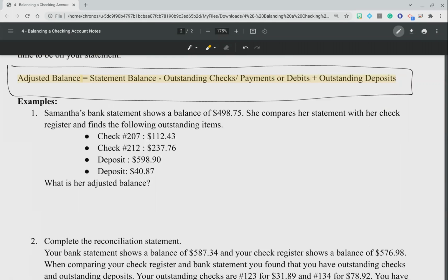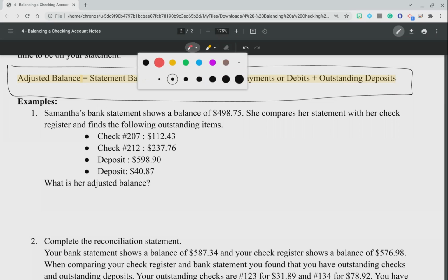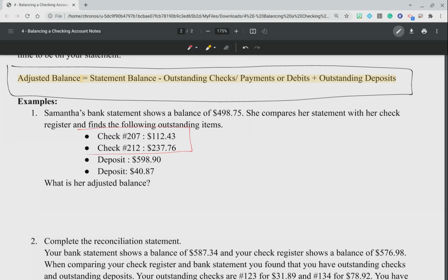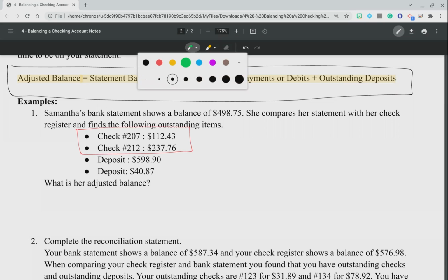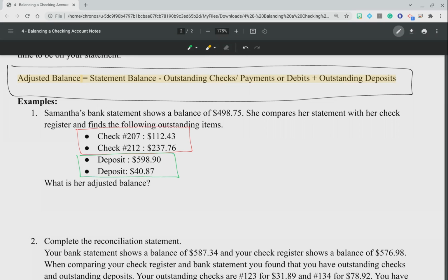So you want to make sure you're still subtracting that, okay? So what the heck am I talking about here? Let's try an example. Samantha's bank statement shows a balance of $498.75. She compares her statement to her check register and finds the following outstanding items. So she has 2 outstanding checks and she has 2 outstanding deposits. And remember, outstanding just means it's not showing up on the statement because it came too close, okay?